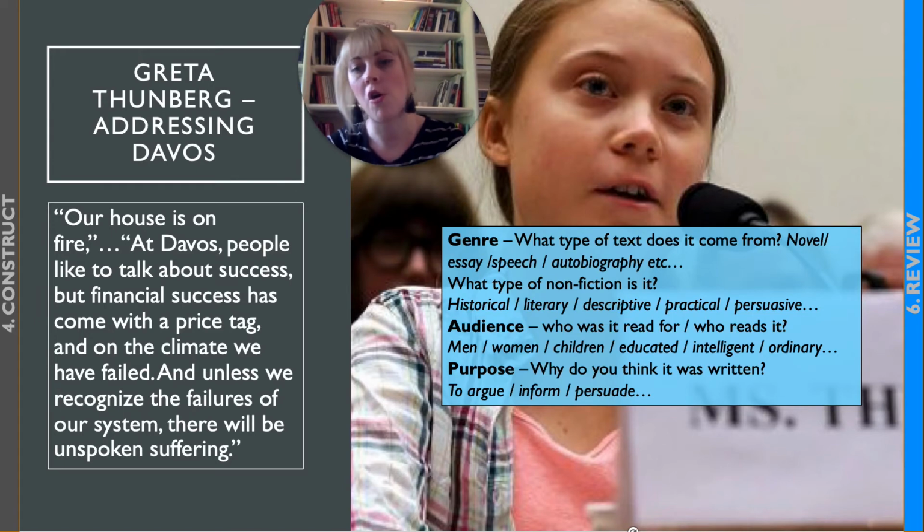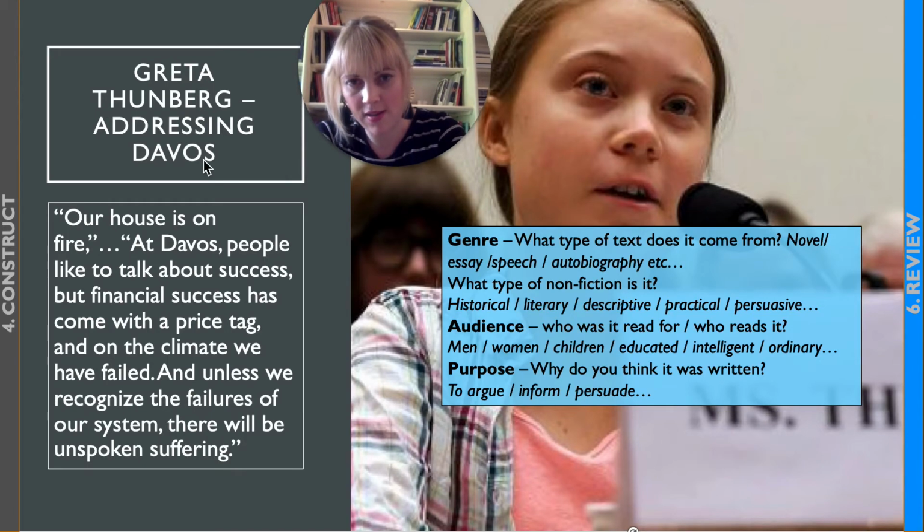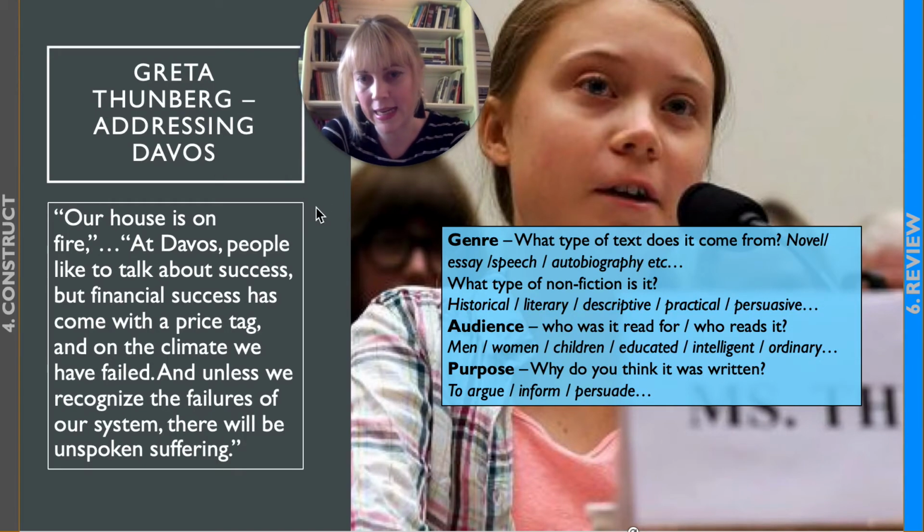Okay, and your final extract before we develop this idea a little bit further is from Greta Thunberg addressing Davos. So this is where world leaders would meet to discuss issues over the direction of big countries in terms of economic progress, etc. Okay, so she went to speak to some of these great leaders of some of the most powerful countries in the world, and this is what she said.